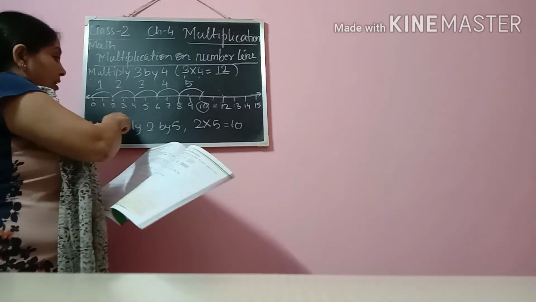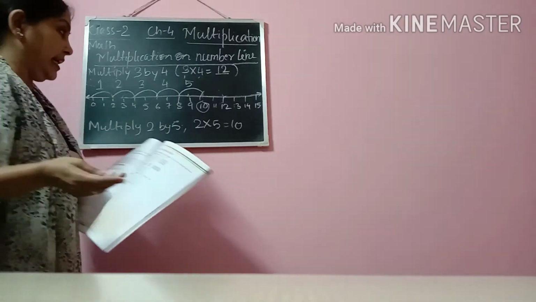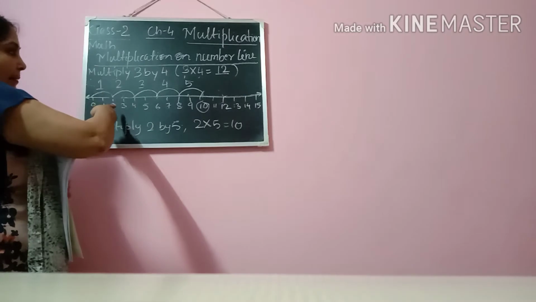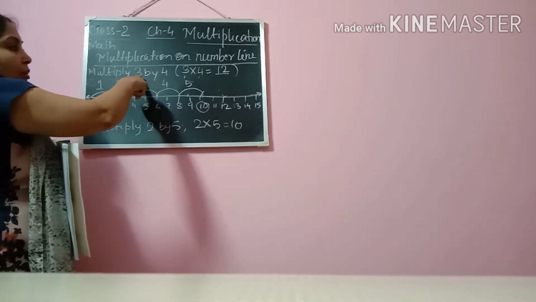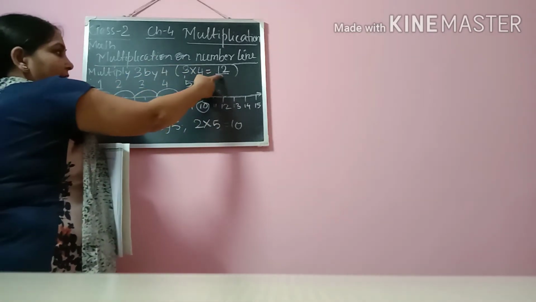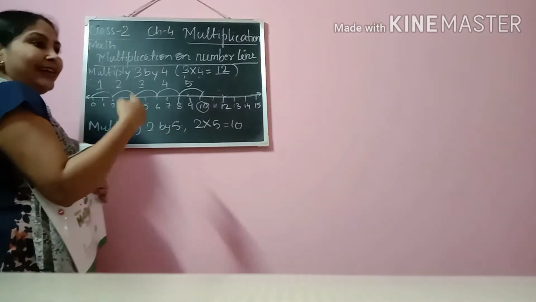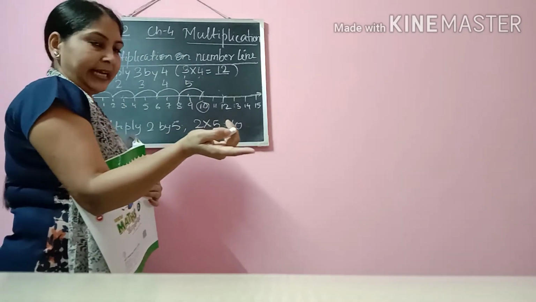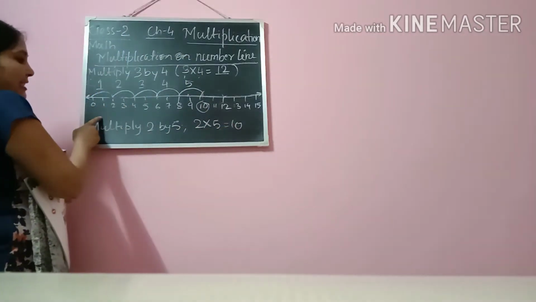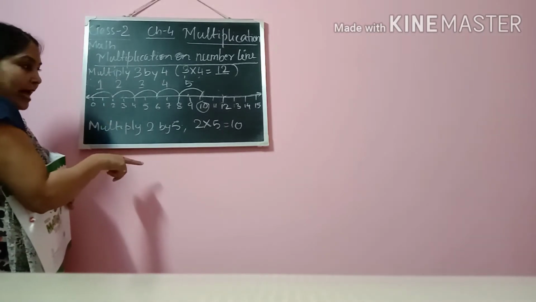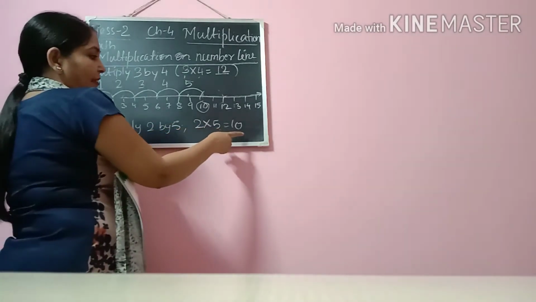Here you can also learn the repeated addition. Like here in this first example, we are adding 3 how many times? 4 times. And we are getting 12. And if you multiply 3 by 4, then also we are getting 12. Okay. In the same case, second example, 2 multiplied by 5, how much?